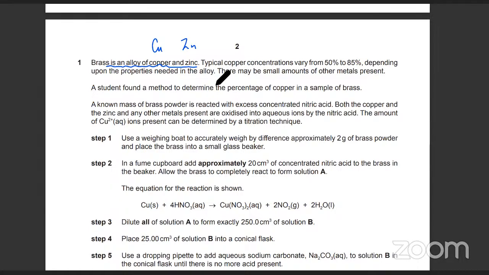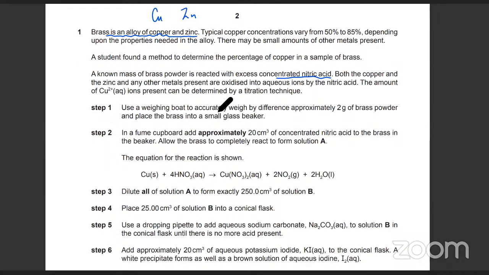I said, a student found a method to determine the percentage of copper. A known mass of brass powder is reacted with concentrated nitric acid. Both the copper and the zinc and any other metal present are oxidized into aqueous ions by nitric acid. The amount of copper ions present can be determined by a titration technique. Okay, so there's some titration technique which is going to help you determine that.